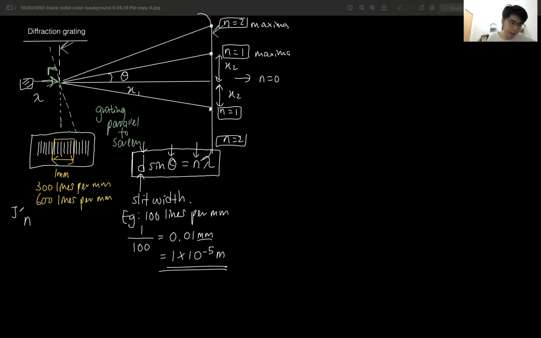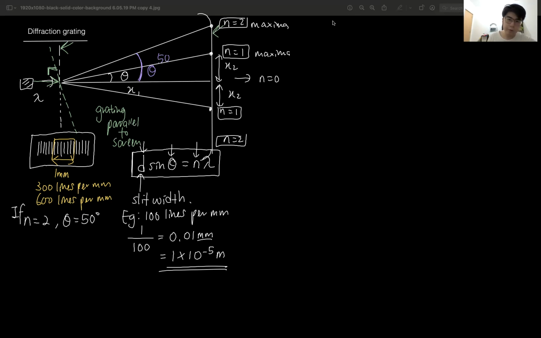So n equals 2, and we can get the angle. Let's say the angle, for example, is 50 degrees. What is the angle here? The angle is the angle with the central maxima. So if you are taking the second order, the angle is from here to the central maxima, not with the first order, but all the way to the center. This is 50 degrees here.